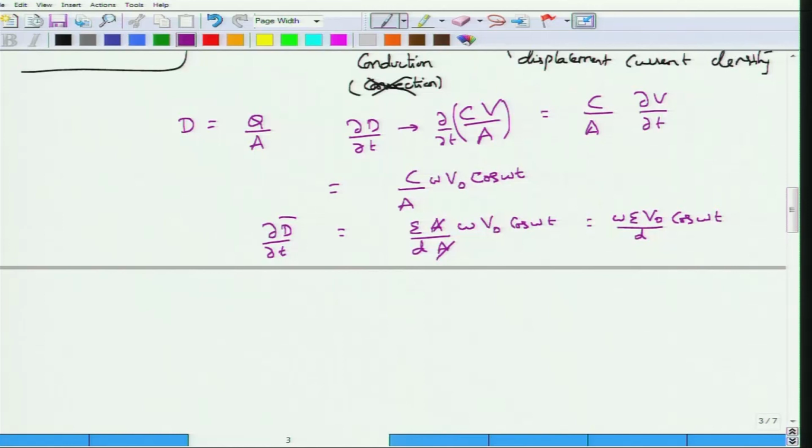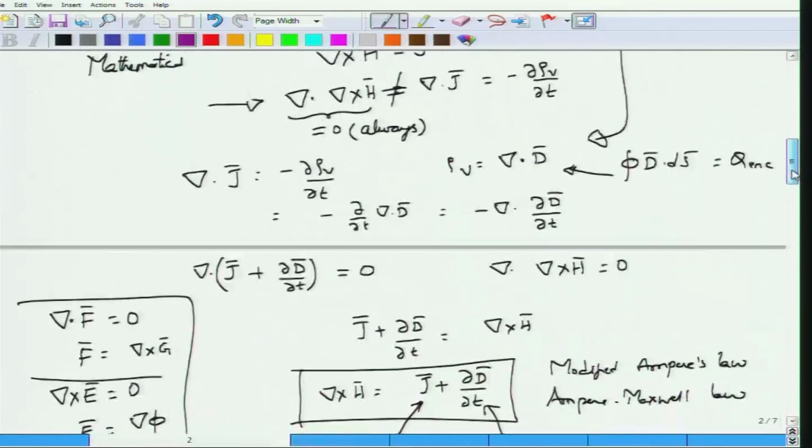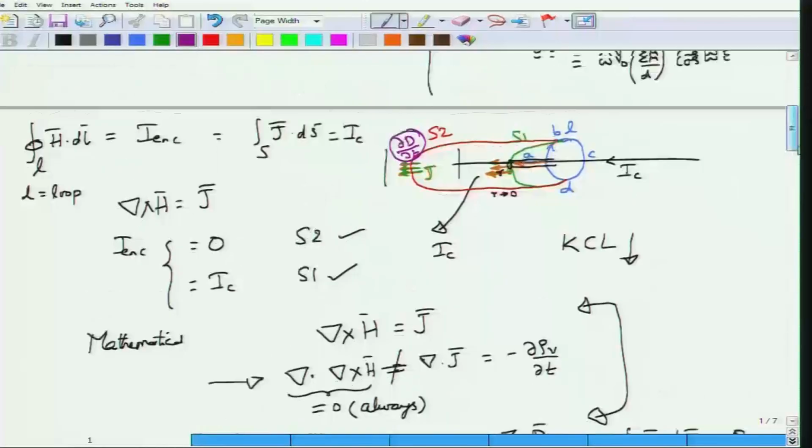To actually get the total current, I need to integrate this one over the surface area, right? So when I do that, since this is perpendicular to the surface, this would correspond to simply multiplying this one by the total area A, right? So the total current because of the displacement would be equal to omega epsilon A V0 by d cos omega t, and if you see what we have written earlier, this is exactly the same current, the charging current IC that we have obtained here.